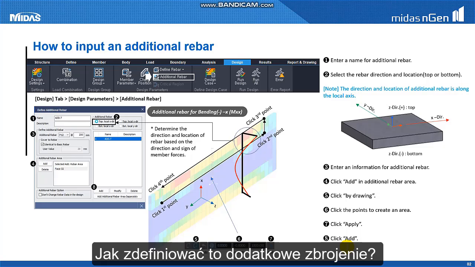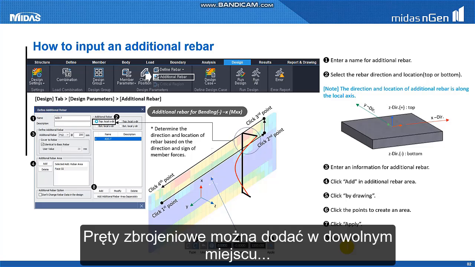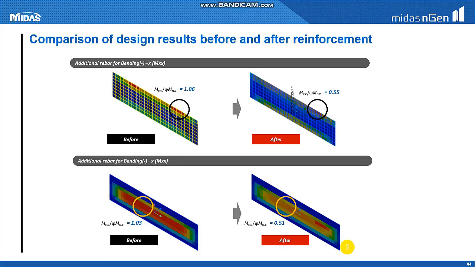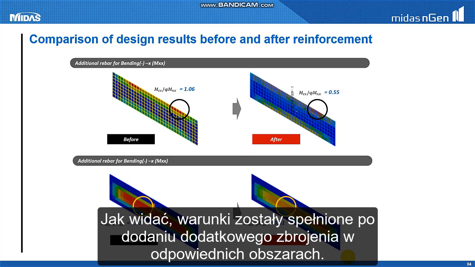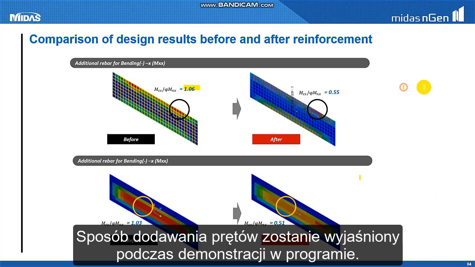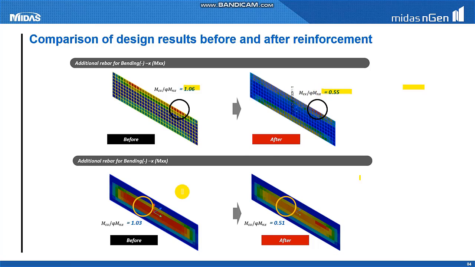Next is the rebar. Reinforcing bars can be partially added to design the areas where the strength is insufficient. The design was satisfied due to the increase in the member's strength by adding the additional rebar. The method of adding rebars will be explained through a demonstration.